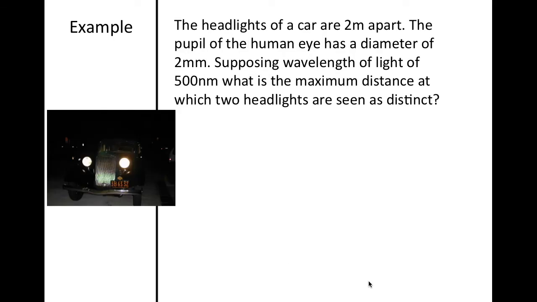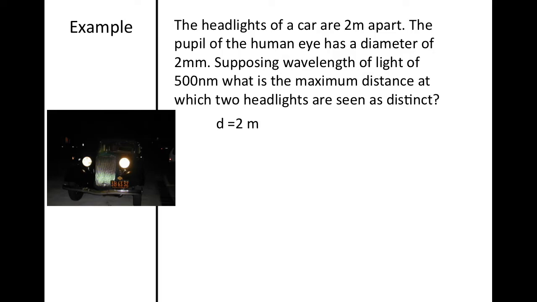Here's another example. We have the headlights of a car that are 2 meters apart. The pupil of the human eye has a diameter of 2 millimeters. Supposing the wavelength of light is 500 nanometers, what is the maximum distance at which 2 headlights are seen as 2 separate distinct objects? Go ahead and try this and then start the video back up.